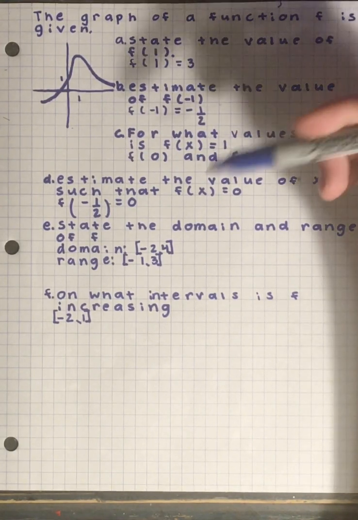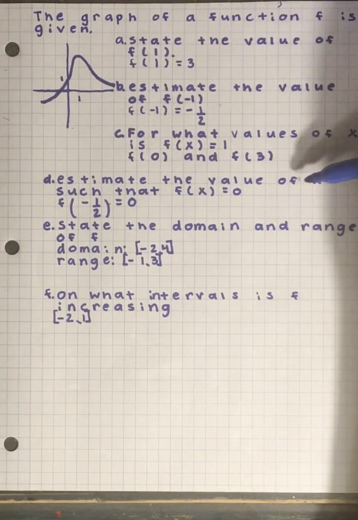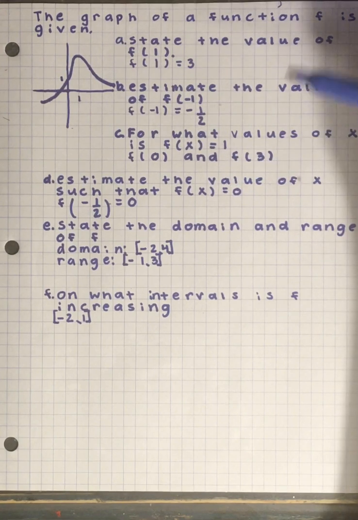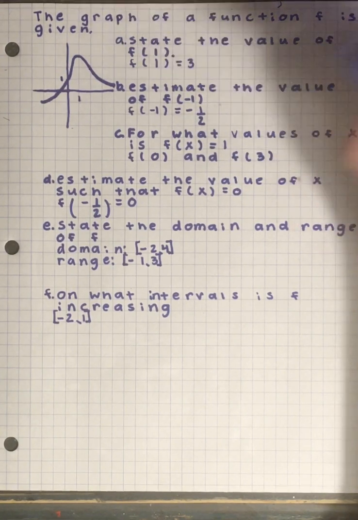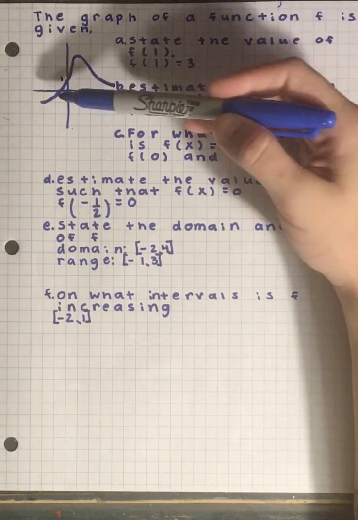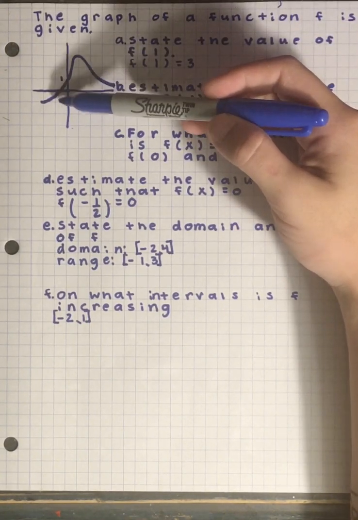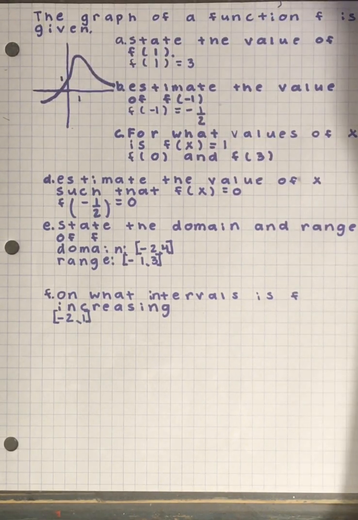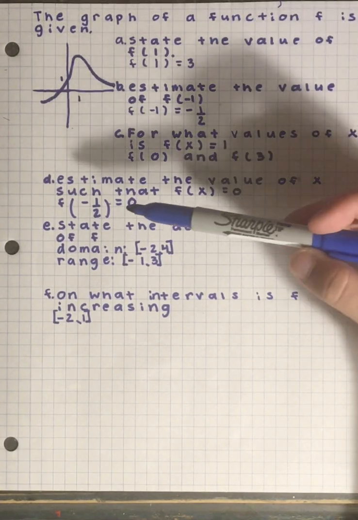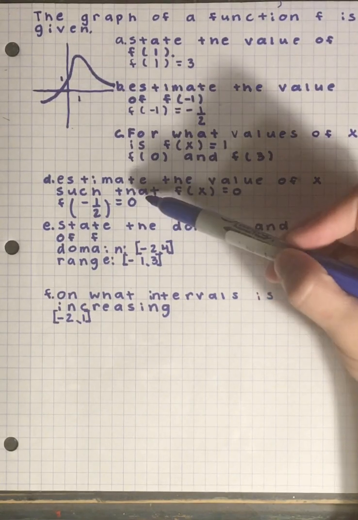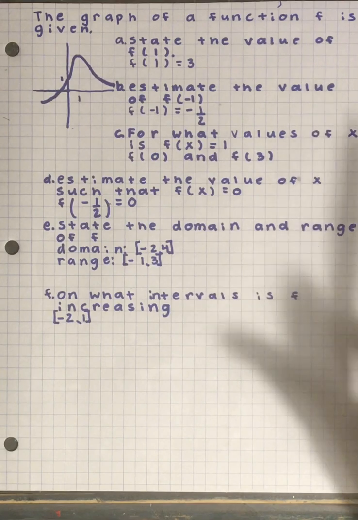Now for the next part, it wants us to estimate the values of x such that f of x is equal to 0. We're doing the same thing. We're trying to find when y equals 0, what does x equal? We can see that it crosses the x-axis right here, somewhere between 0 and negative 1. So we can say it's about negative 1/2. So f of negative 1/2 is about equal to 0. This is where that statement comes from.